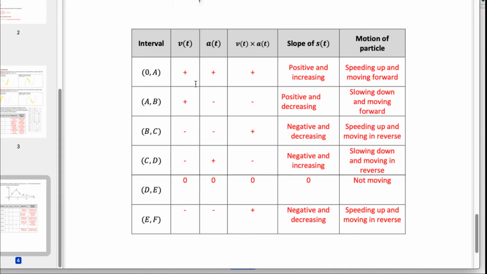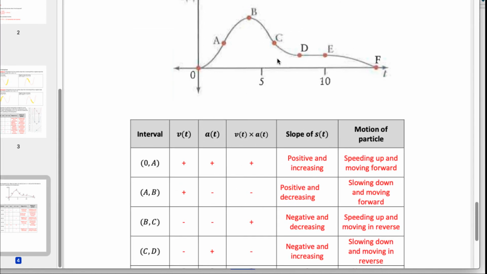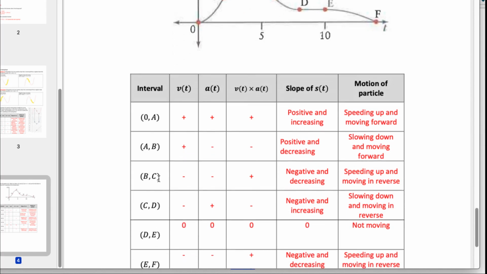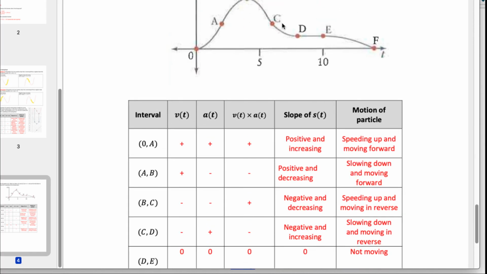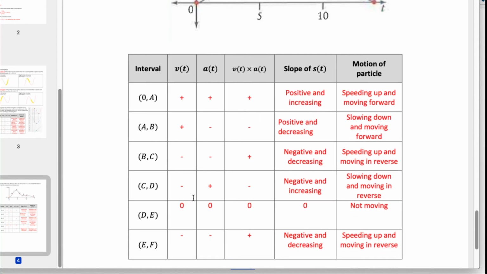Let me just take up one of these rows for you. Let's do the interval from C to D. Notice from C to D, the function is decreasing. That's why velocity is negative. Those negative slopes, they start off pretty steep and they finish at being, looks like 0. So we have negative slopes that are increasing. That's why acceleration is positive, because the slopes of the tangents are increasing. The product of the two things is negative, which means slowing down. And since velocity was negative, we know it's slowing down and moving in reverse.